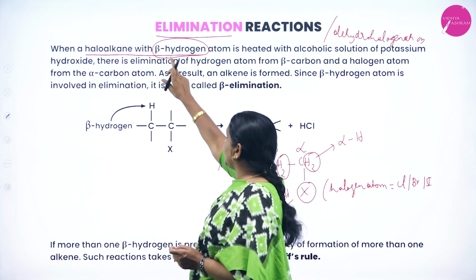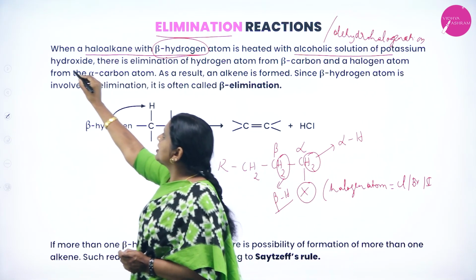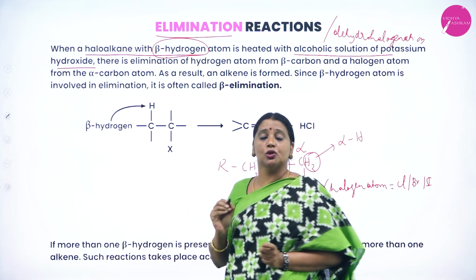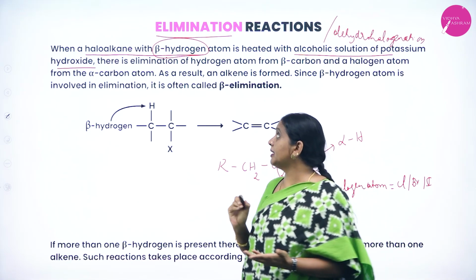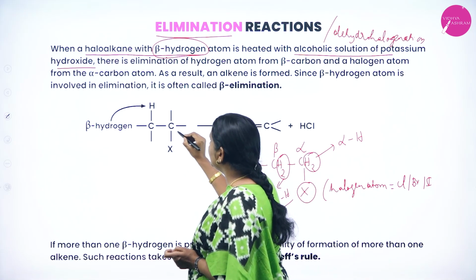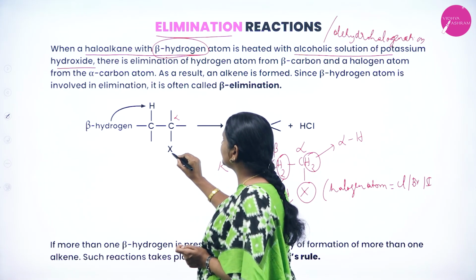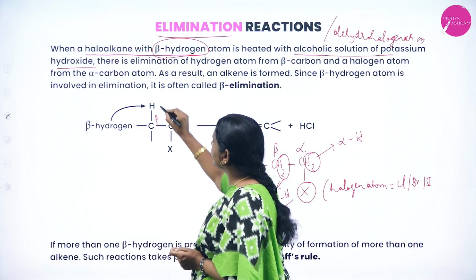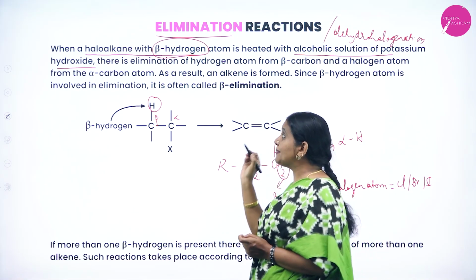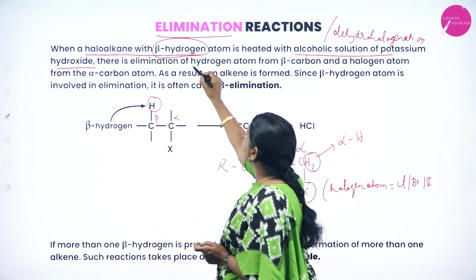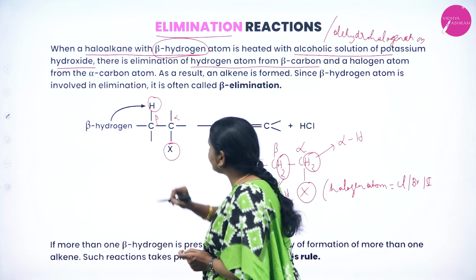Let us take a haloalkane with beta hydrogen atom heated with an alcoholic solution of potassium hydroxide. What happens? Observe the skeleton: this is the alpha carbon, because X is attached to it. This is the beta carbon, and this hydrogen is beta hydrogen. When it is heated with alcoholic potassium hydroxide, there is an elimination of a hydrogen atom from the beta carbon and elimination of halogen from the alpha carbon.